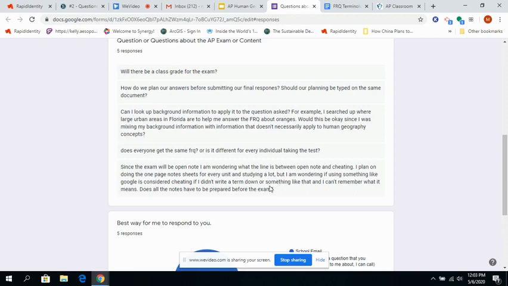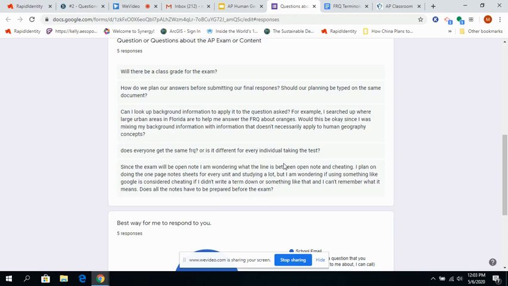You may do quick searches on Google. This is not considered cheating. There are no rules against this. However, they have assured us that the way the exam is written, your answer is not going to be easily Googleable.